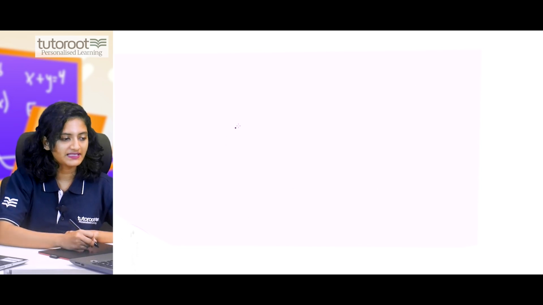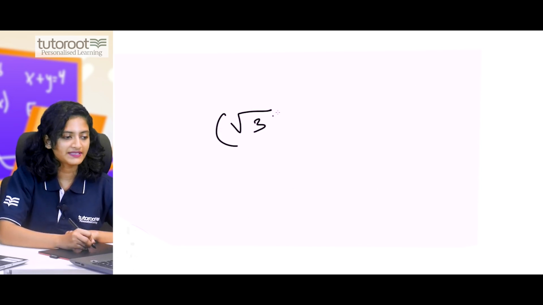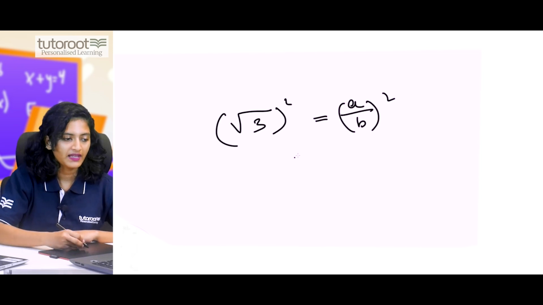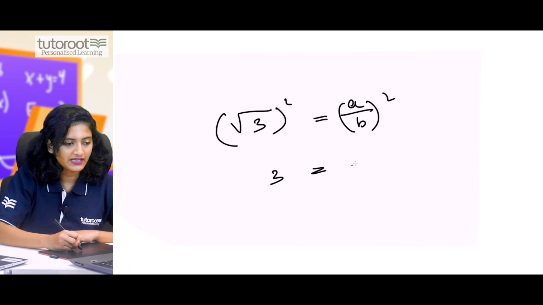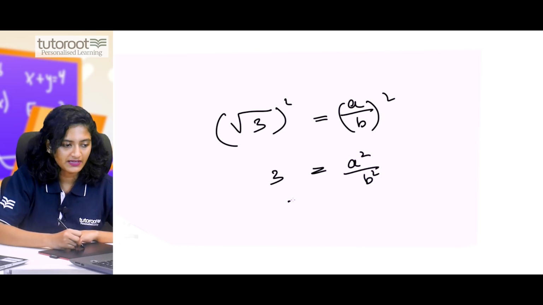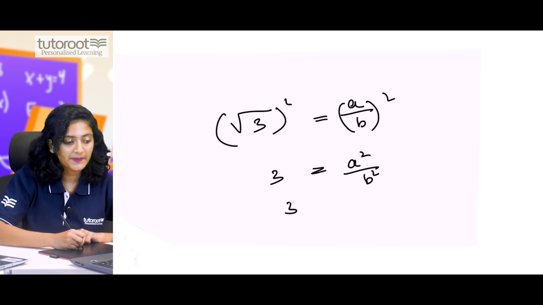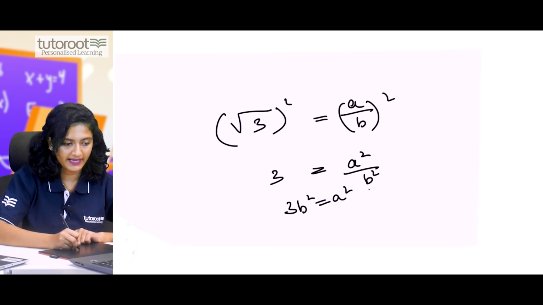Now, what was the next step? Let's square on both sides. So, root 3 squared is equal to a by b whole squared. Now, that will give us 3 is equal to a square by b square. Let's send the b square here. So, let's cross multiply and you get 3b square is equal to a square.